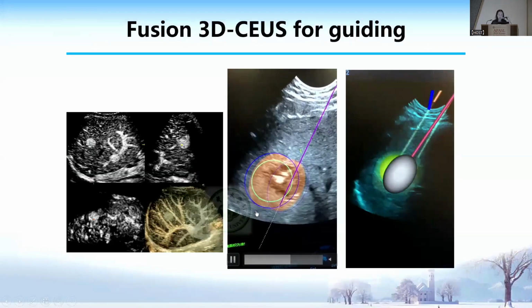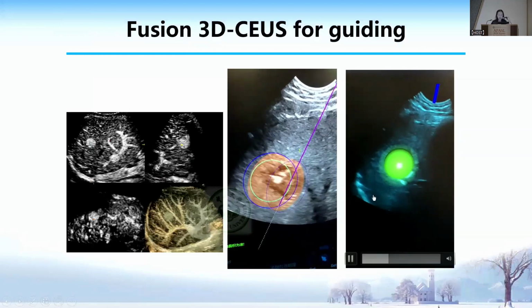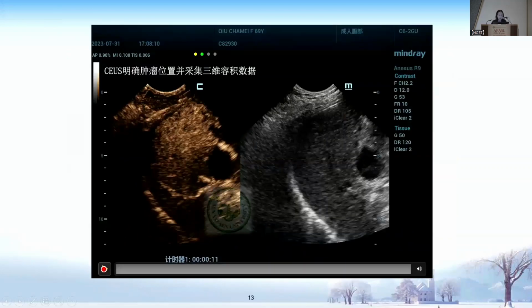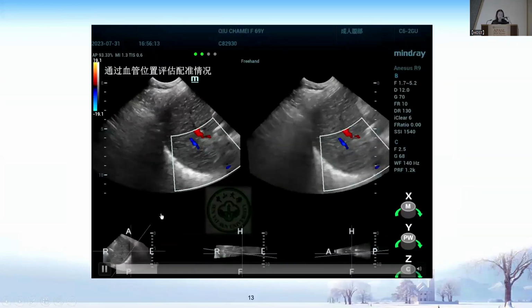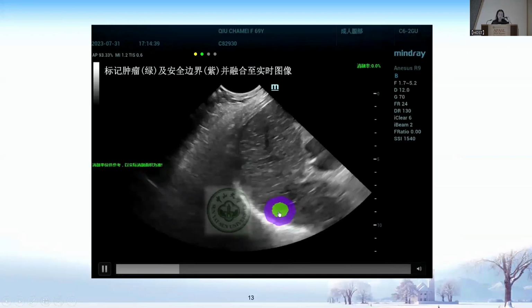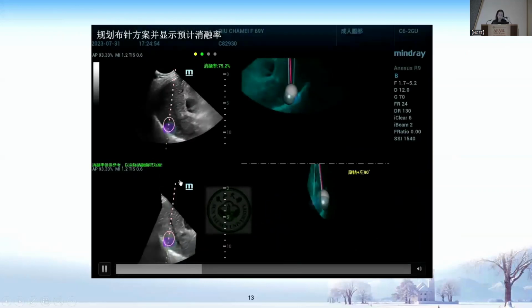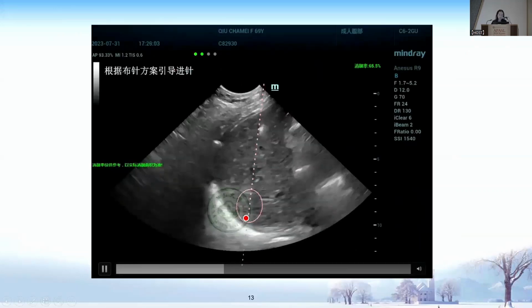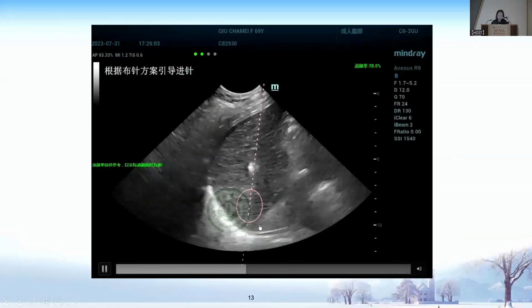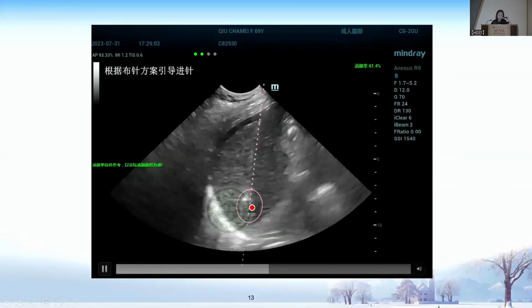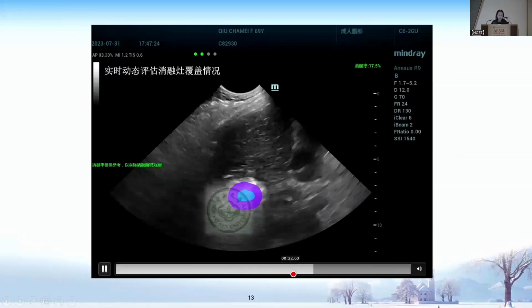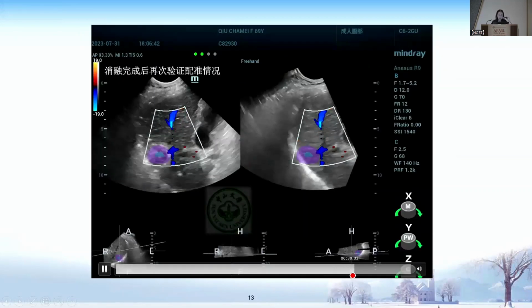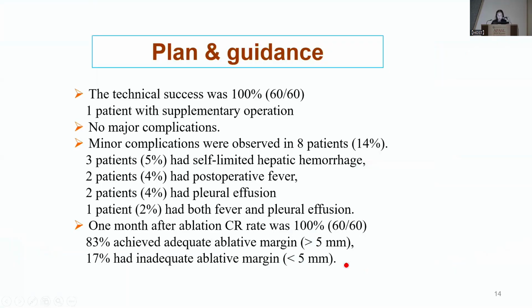Here is our real situation before and during ablation, and here is another case. First the contrast ultrasound, and then we segmented the tumor and the safety margin, and then we made a plan by simulation and puncture, and according to the simulation plan we punctured the tumor, and then we did the ablation, and then we can evaluate.